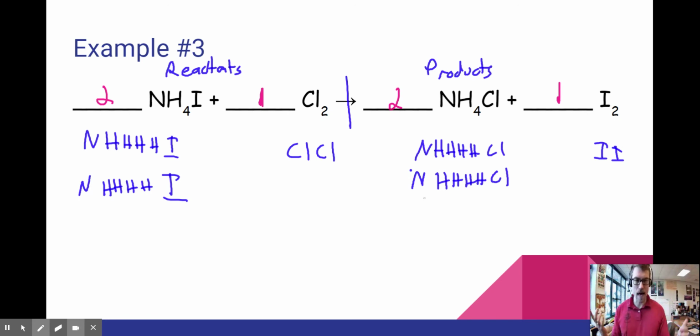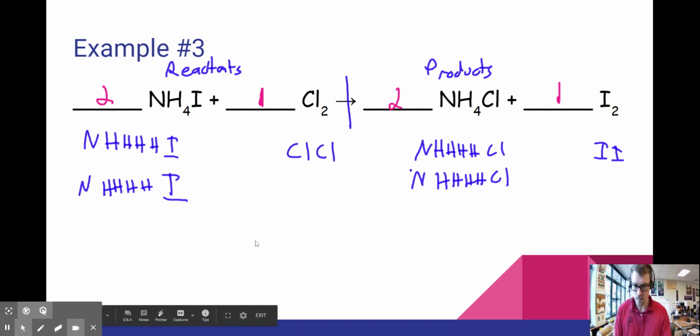So this is our balanced chemical equation here. Again, if you're thinking about this mathematically, 2 times 4 gives us 8 for the hydrogens. 2 times 1 gives us 2 for the nitrogens. 1 times 2 gives us 2 chlorines. 2 times, remember there's a 1 here, gives us 2 chlorines. And then 2 times 1 over here for the iodine gives us 2. So a couple different ways that you can approach these problems.